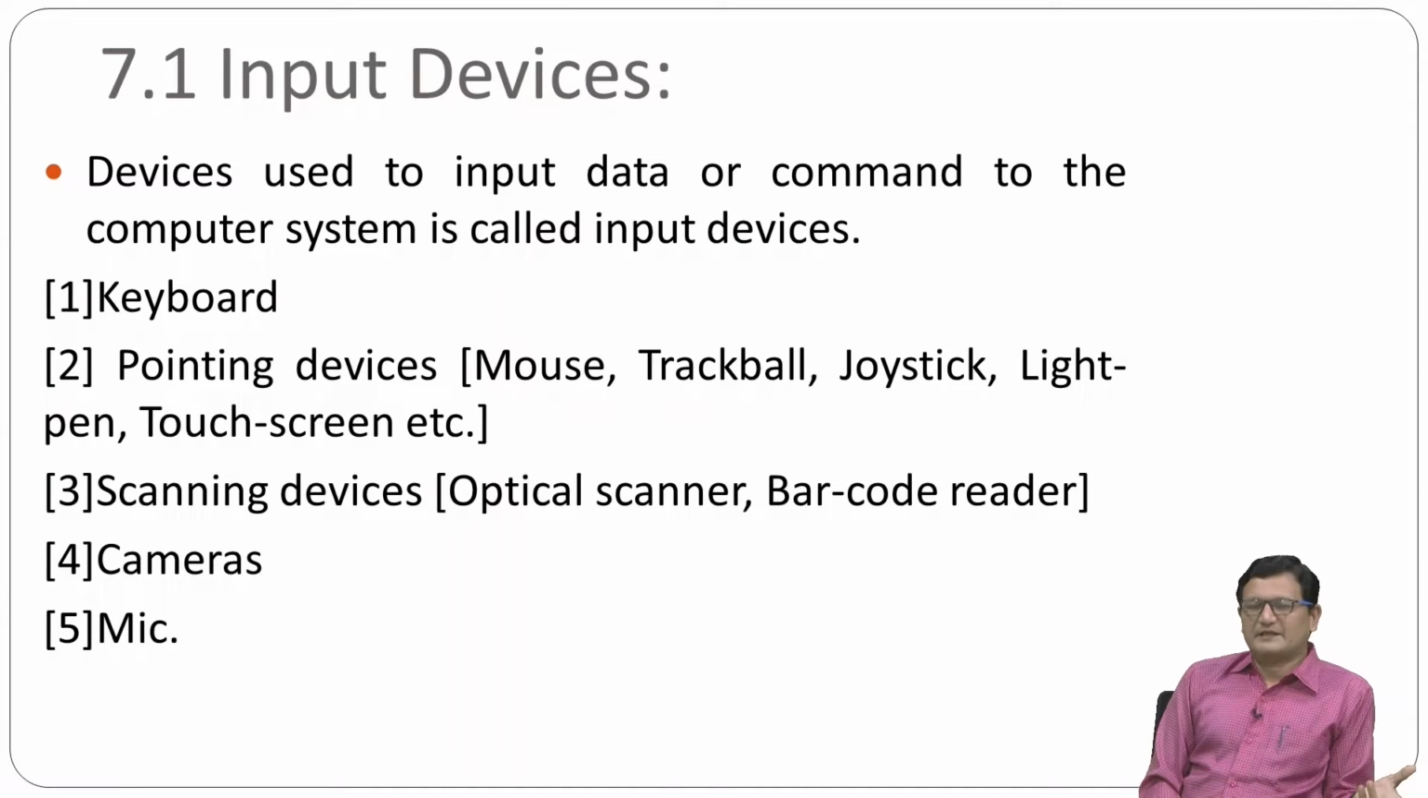Now let us talk about cameras. Cameras are input devices, right? Here you are recording video. Through the camera, the movement of the object will be recorded and it will go as an input into the computer system. Mic, right? If you want to record sound, not the object's movement, in that case you need to use a mic. So all these different types of devices can be considered input devices.